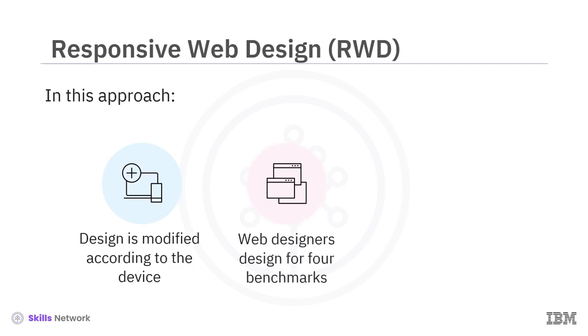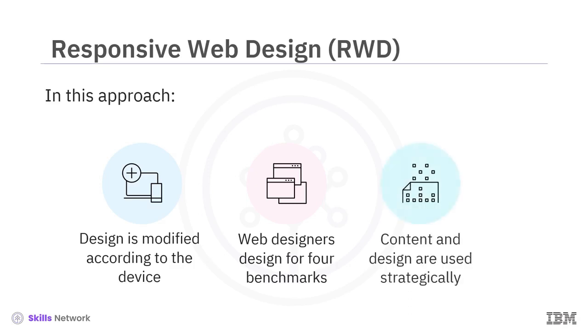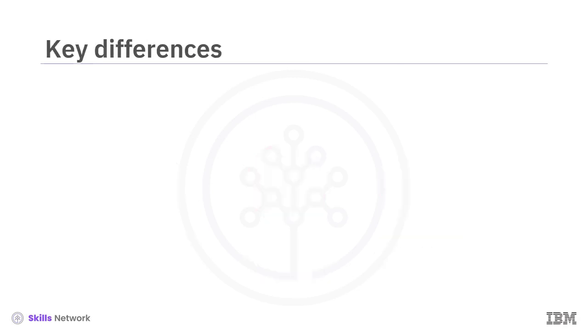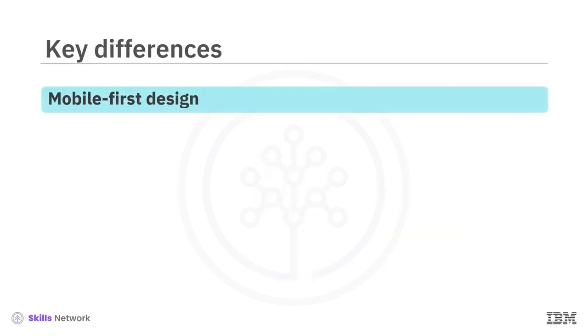These are tablets, smartphones, laptop monitors, and desktop monitors. While designing a mobile website, it is essential to be strategic about the content and design. Users of different screen sizes can effectively engage with your website if your content and design are set up strategically. Let's see how responsive web design differs from mobile-first design.